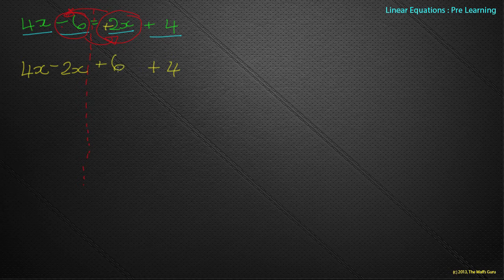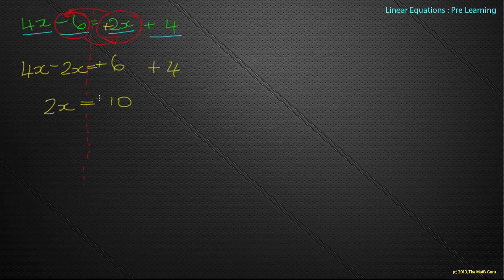I could put the plus in, and in fact for completeness at this moment I will, but is there anything I can now work out? Yeah, I know what 4x's take away 2x's are. They're 2x's, and I know what plus 6 plus 4 is. That equals 10. And just put my equal sign in there.